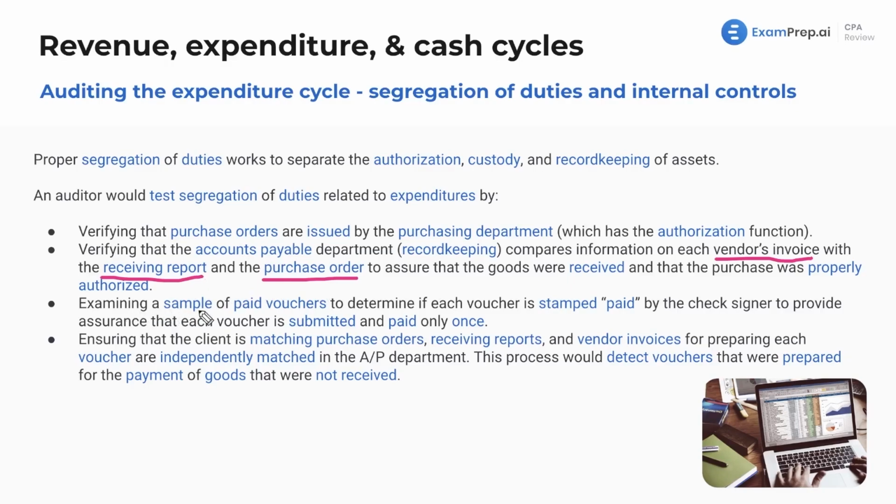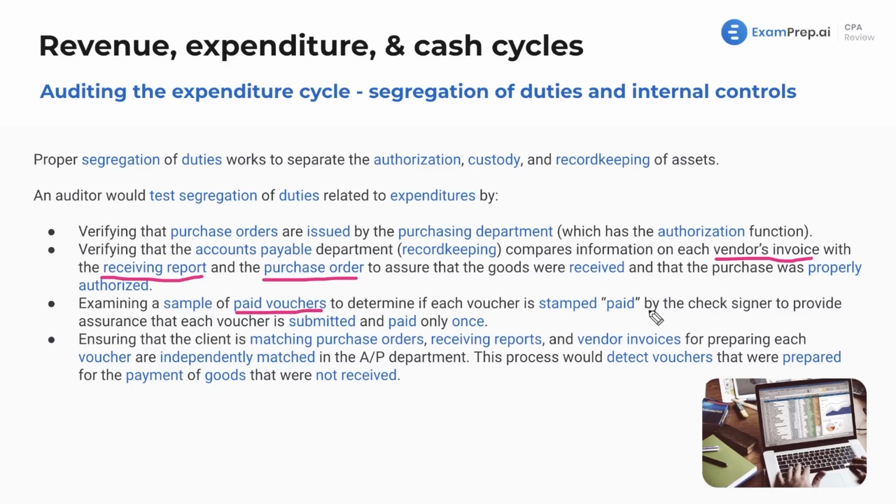Next up, we can examine a sample of paid vouchers to determine if each voucher is stamped paid by the check signer, to provide assurance that each voucher is submitted and paid only once. What is this? Well, this is a voucher payable. So this is going to come across someone's desk. It says this is a bill, you've got to pay it. And once it's paid, you should have a stamp or some way of marking the invoice, right? Marking the voucher that it is paid.